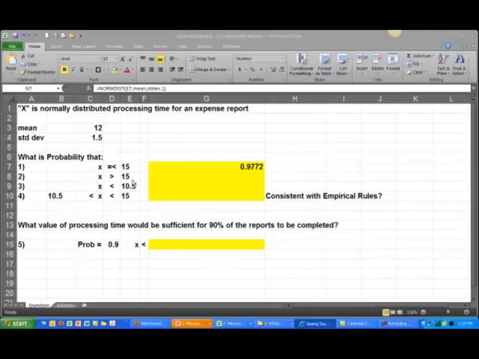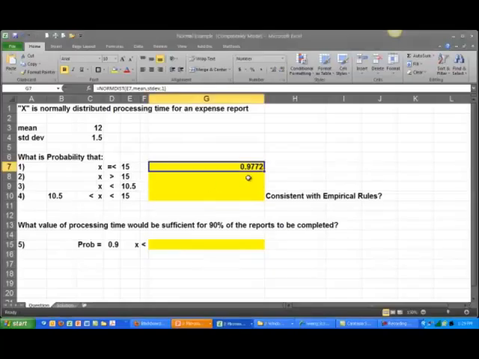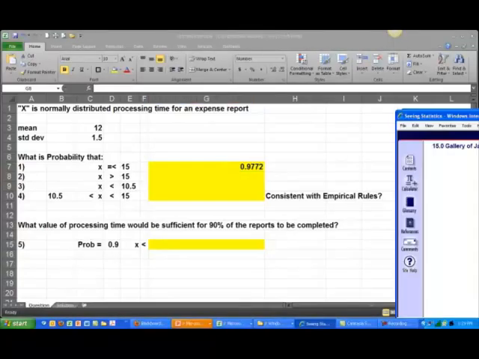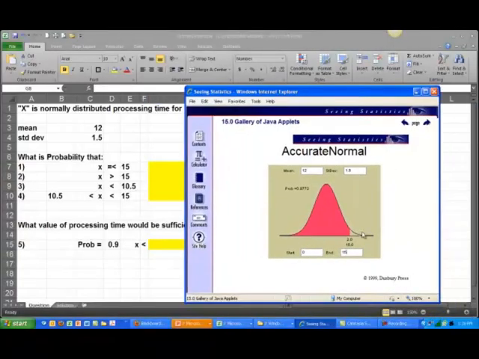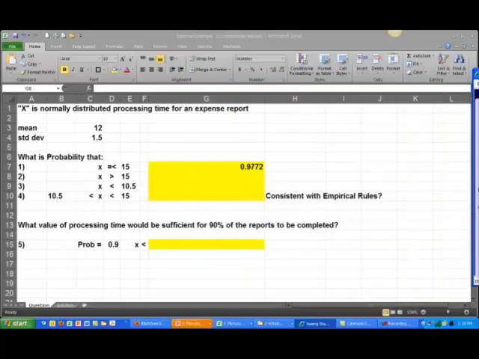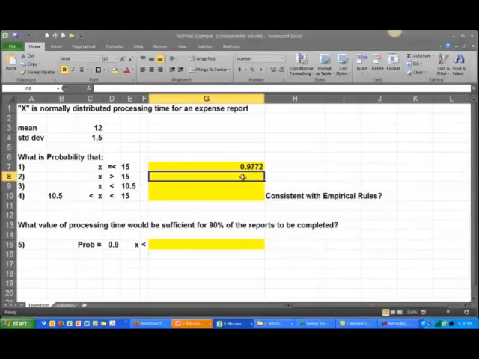Okay, what about the probability that X is greater than 15? Well, if we think about the fact that the total probability under the curve has to equal 1, then I could think of this unshaded area as the probability of X being greater than 15. So I could say 1 minus the value that I got before, or I could retype it.